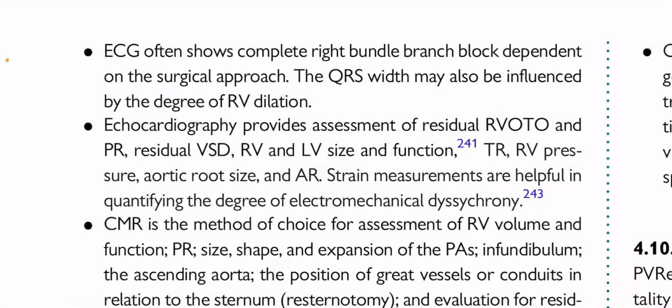ECG often shows complete right bundle branch block dependent on the surgical approach. The QRS width may also be influenced by the degree of RV dilation. Echocardiography provides assessment of residual RVOT obstruction and pulmonary regurgitation, residual VSD, RV and LV size and function, TR, RV pressure, aortic root size and aortic regurgitation. Strain measurements are helpful in quantifying the degree of electromechanical dyssynchrony.